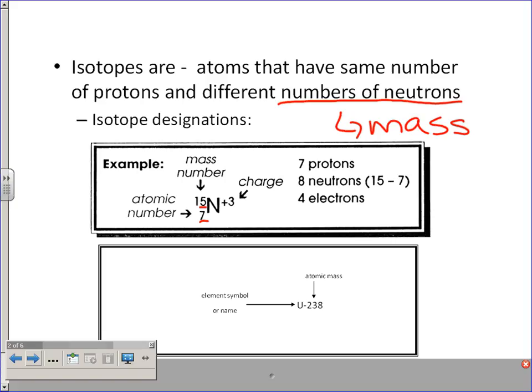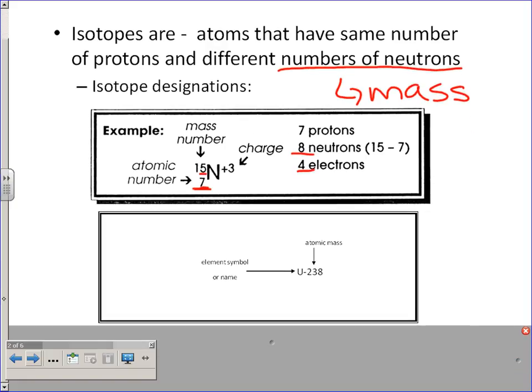So what this is telling me is this atom of nitrogen has 7 electrons. It has 7. It's lost 3. So 7 minus 3 is 4. It has 4 electrons. And then the mass number is 15. 15 minus 7 gives me 8 neutrons.